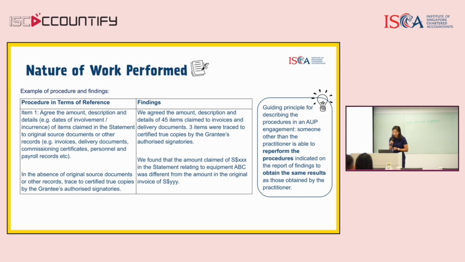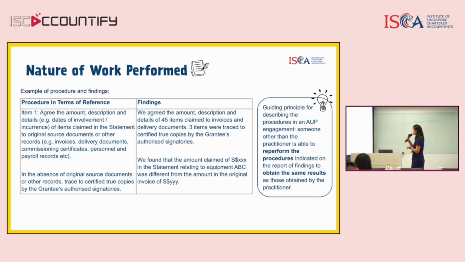If you look at the first one, item 1, we use the word agree. Pretty straightforward, pretty clear. And what am I agreeing? Amount, description, details. Over here, for details, we put a bracket: dates of involvement, maybe employment date, resignation date. So I'm agreeing these few items from A to B. Your A in this case is your statement, maybe the statement of expenditure or the statement of claim, to the original source documents, B. It can be the original source documents indicated here, or other records like your invoices, delivery orders, payroll records, or even commissioning certificates. These are listed down, so we are clear on what you want the practitioner to agree on.